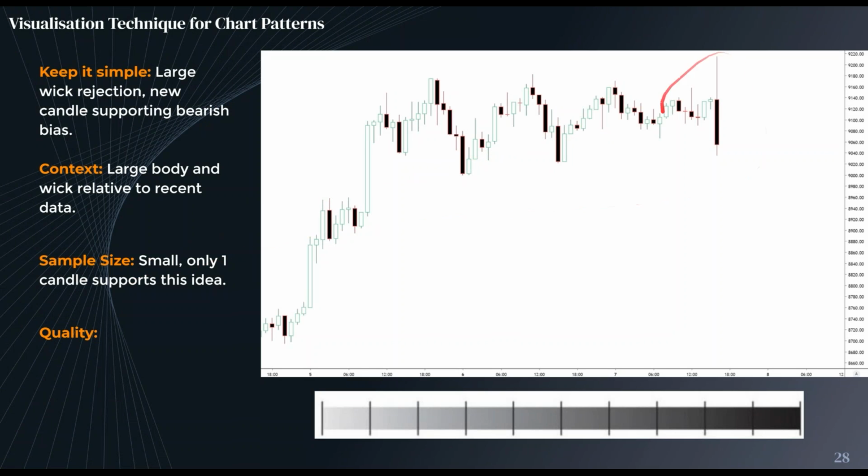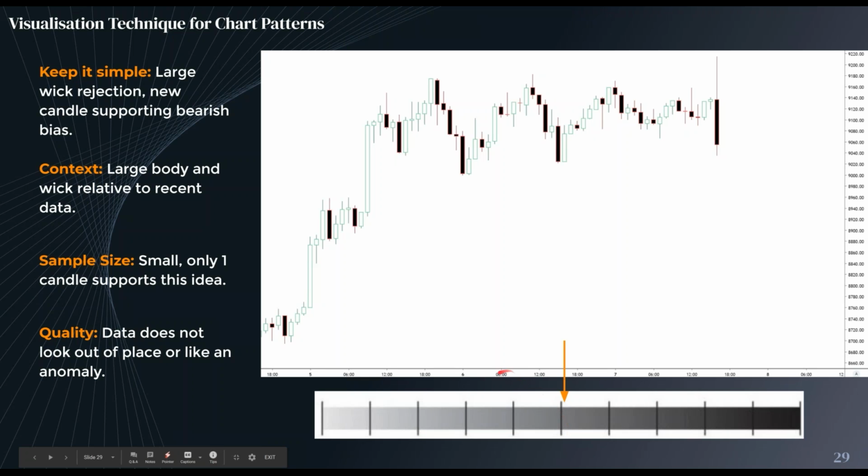Sample size, small. We only have one candle in this area supporting a shift to a bearish bias. So because of that, we're not going to jump to any quick conclusions. We're going to wait for more data. Quality. Now, quality is going to be the same for most of this lesson. When it comes to quality, we're looking for anomalies. For example, if we see a completely out of place wick that comes down to here and then bounces back up to there, that's not going to be very reliable information. It's an anomaly, and we're not going to incorporate it into our analysis.